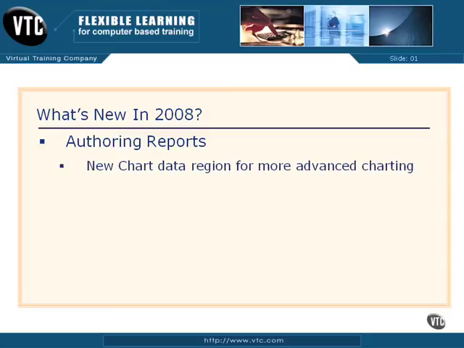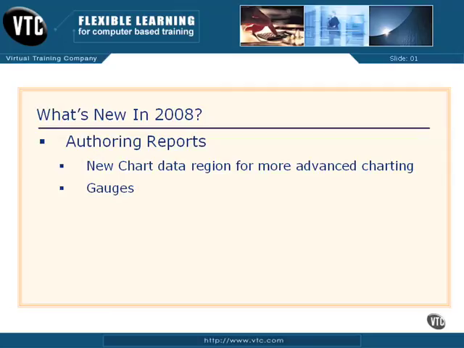So when we're developing our reports, one of the first things you're going to notice if you've been using this for a while is that there is a new chart data region that gives you more advanced charting. Now, with more advanced charting, we have the ability to basically use multiple chart areas. We can have calculated series, a bunch of other functionalities that you'll see.